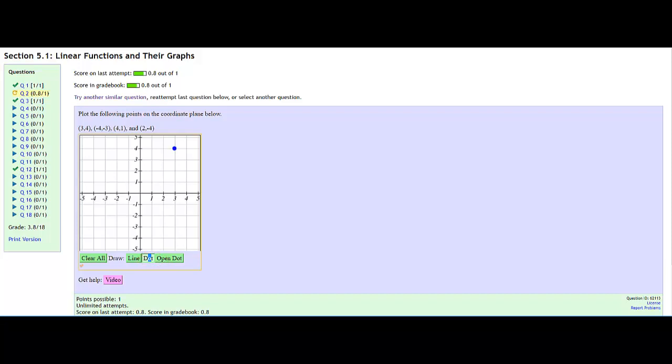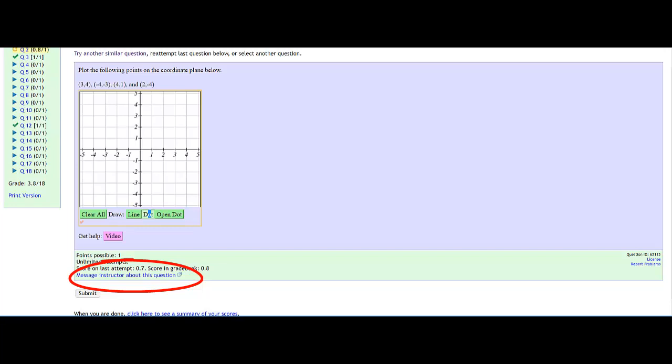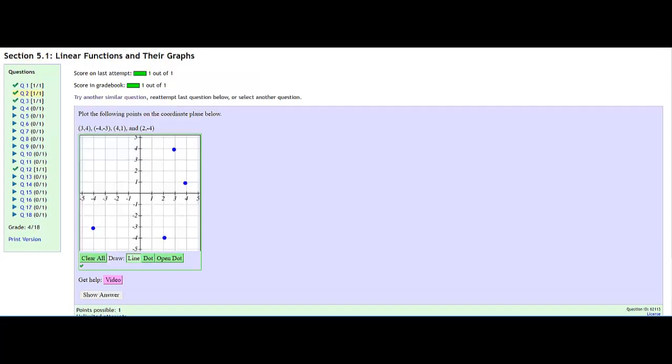Okay, negative 4, negative 3, 4, 1, and 2, negative 4. And that was even worse that time. If you get to the point where you're really frustrated, just click on the message instructor about this question, and if I can see you're awfully close, I can just go ahead and mark it correct for you. Let's see if I can get this correct. And I got them all right that time, so they were not exactly on, but close enough.